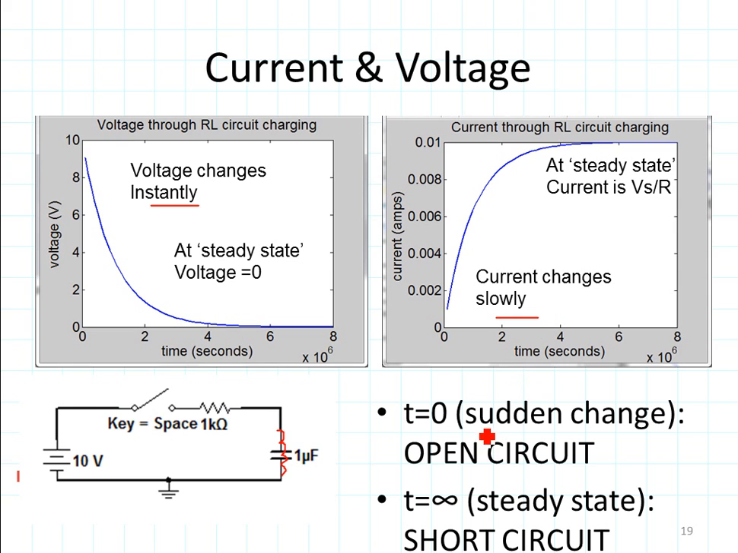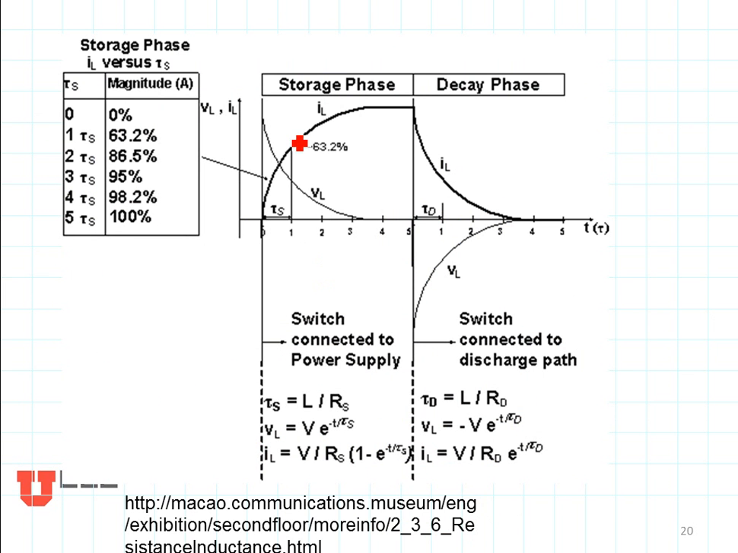When there is a sudden change across an inductor, the inductor acts like an open circuit, and when it has reached steady state, it acts like a short. So this is what it would look like. Here's the voltage that we would see across an inductor if we put a square wave across it.